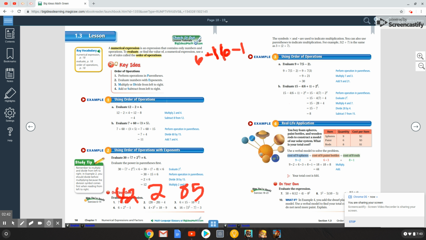So there's no exponents, no multiplication or division. So we move on to addition and subtraction. We only have addition and subtraction left. So 6 plus 16 is going to be 22, and then we do minus 1 to get 21. So for our fourth practice problem, our answer is going to be 21.